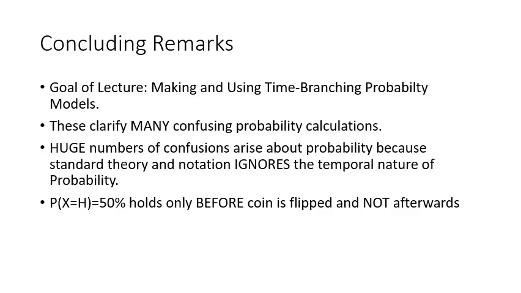The goal of this lecture was to explain how we make and use time-branching probability models. These models clarify many confusing probability calculations. A lot of confusion exists in the world because people do not differentiate between pre-experimental probability and post-experimental probability. So the probability that x equals head is 50% is written in textbooks, but it is never explained that this is true before the coin is flipped, but not afterwards.